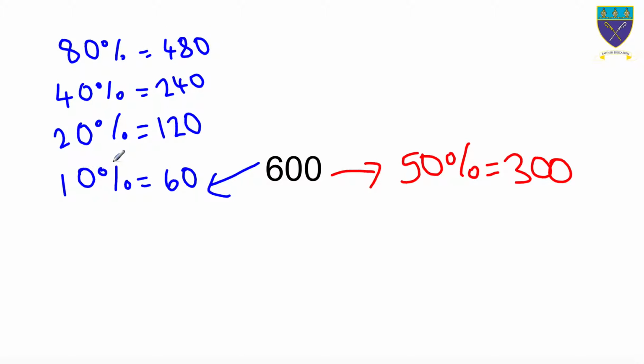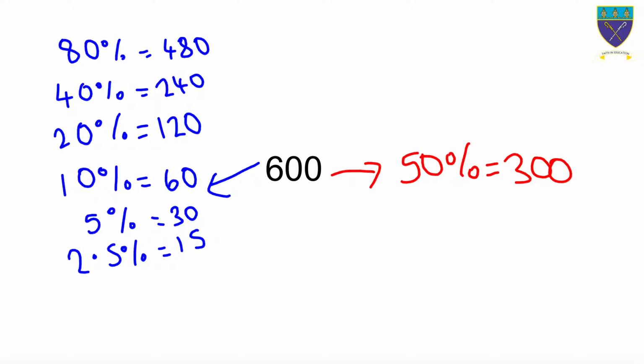I could do the complete opposite of the method I'm doing here, which is doubling, and halve. So half of 10% would be 5%, and I can calculate that 5% would be 30. If I wanted to go even further, I could find 2.5%, which would be 15.